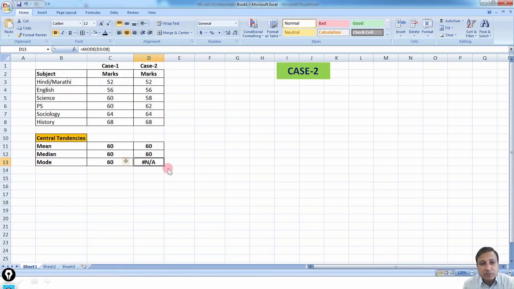Why does the error message come? There should be at least one value which has come twice or more than twice with the highest frequency. Otherwise, it will give you an error message. Now, if I compare these two numbers, see the average is same, median is same. Are the students in case 1 and case 2 the same student? They are not the same student. Even the distribution is different.